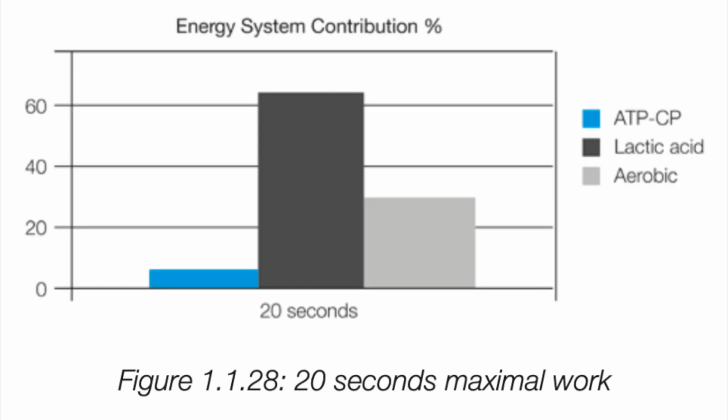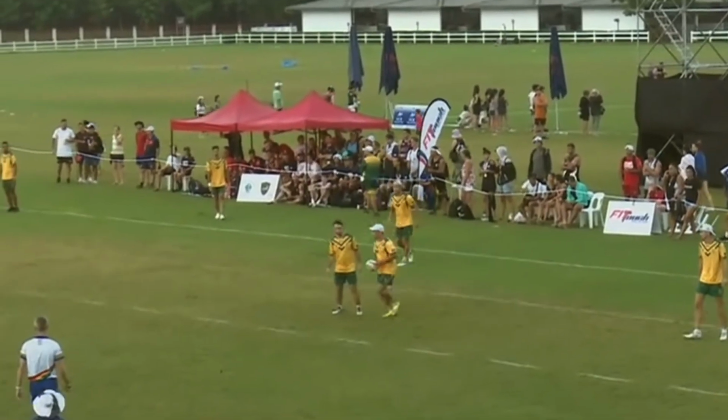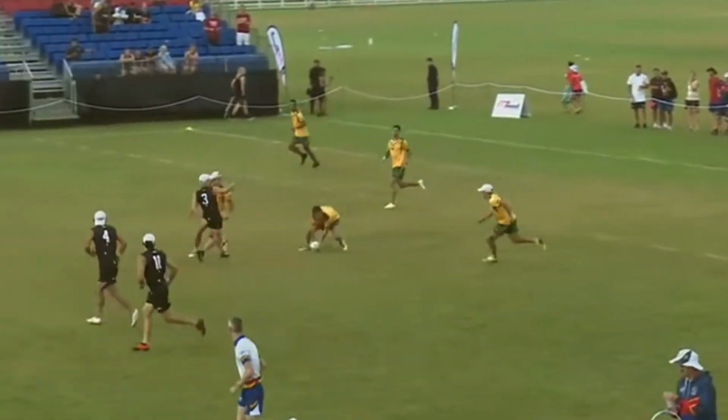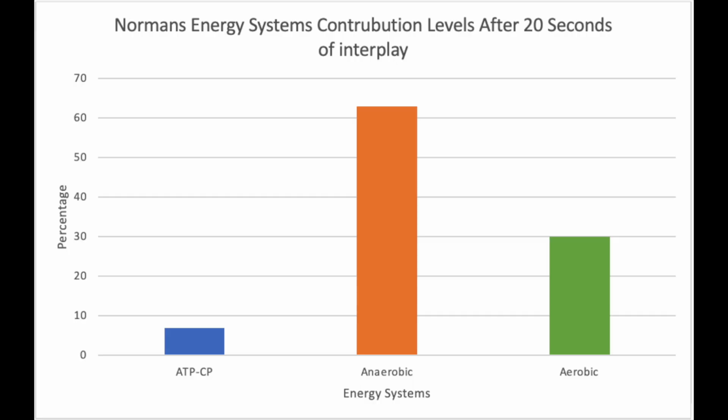20 seconds of the game has passed, which means Norman's lactic acid system is contributing a lot more than the aerobic and ATP-CP system. After the quick recovery time, Norman catches the ball and makes another high-intensity outburst where he will then complete his first rubble. His anaerobic glycolysis is predominant and his ATP-CP system is depleted to 7%. His anaerobic is contributing 63% and his aerobic system is contributing 30%.